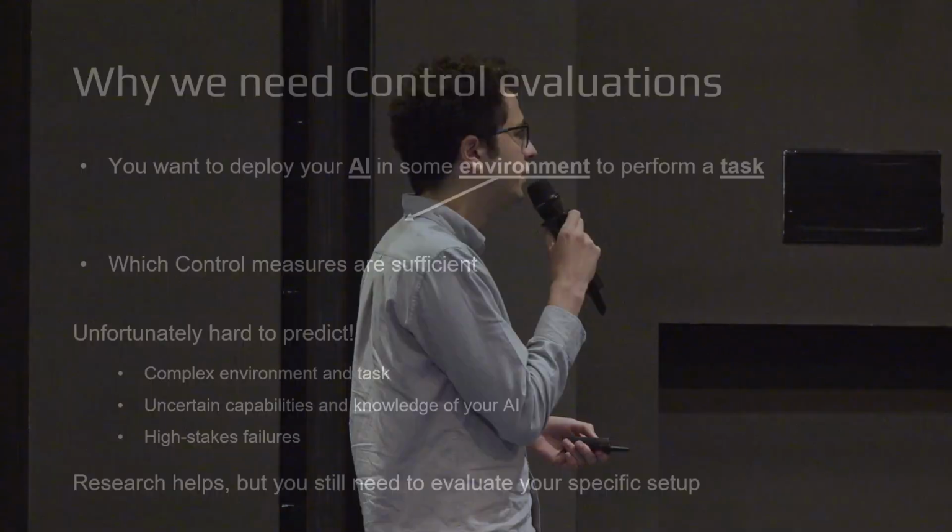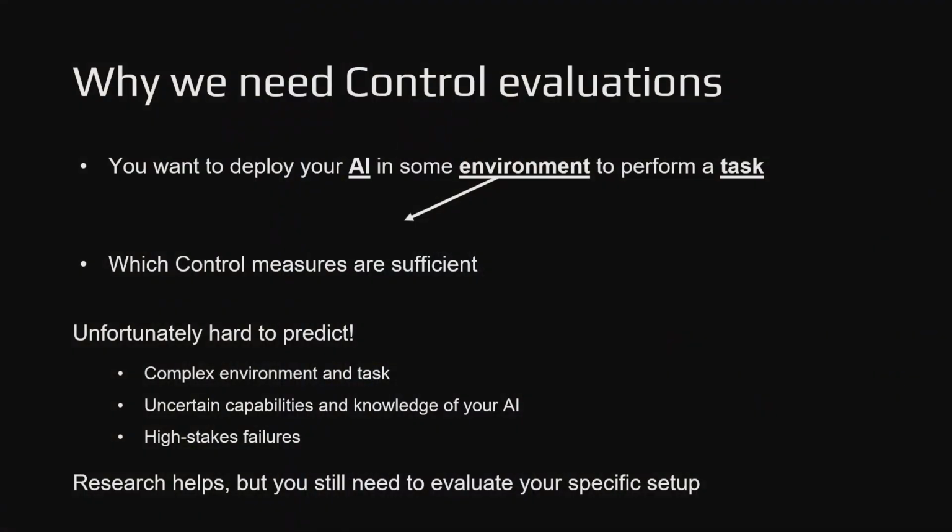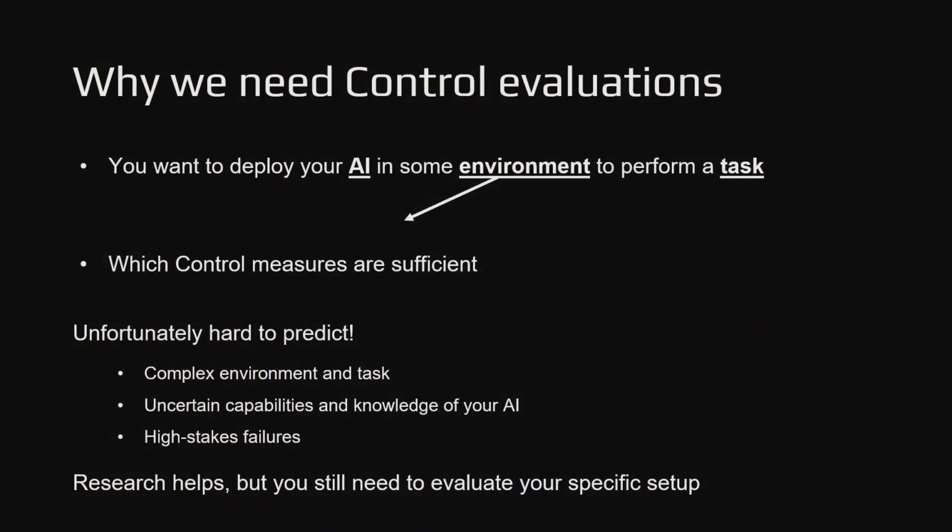So it seems better to just directly stress test and evaluate whether the control mitigations you're implementing are sufficient for your setting. This can be helped and made better with research for sure. Research on control gives us a better picture of what control mitigations work, how well, and how powerful they are. But at the end of the day, your specific setting will differ in a thousand small ways from any research papers you've seen, and so you still want to evaluate your specific setup. So how does this actually look?